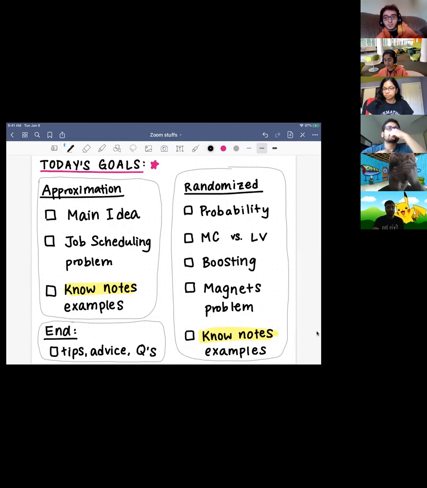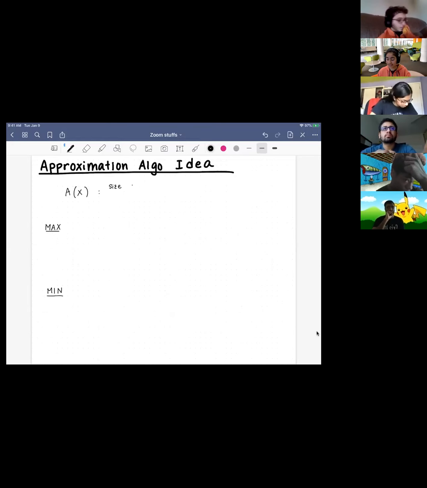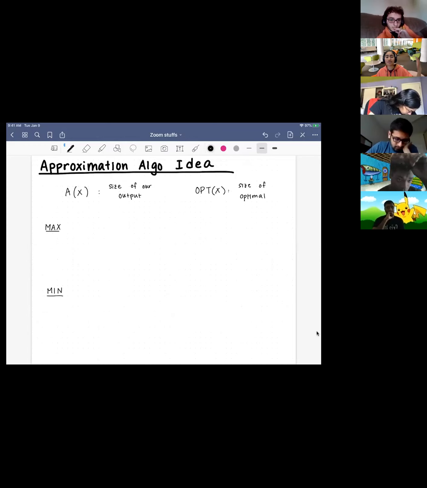So let's get started with approximation algorithms, what the main idea is. By now, I'm sure everyone understands that we have our algorithm. Let's say A of X is the size of our output. I'm kind of misusing notation a bit. Instead of saying A of X is our output, I'm saying it's the size of our output. And opt of X is going to be the size of the optimal, the best possible solution. Of course, best depends whether you want a maximum solution or a minimum solution.